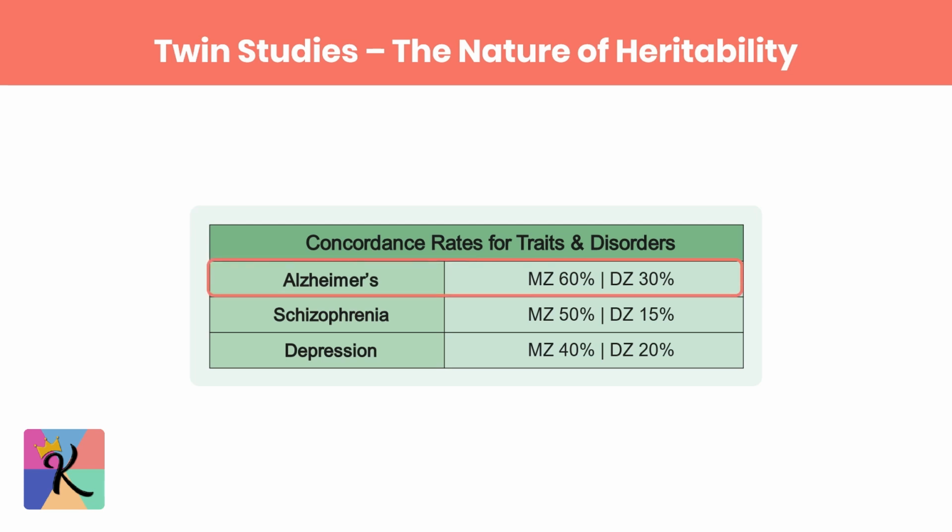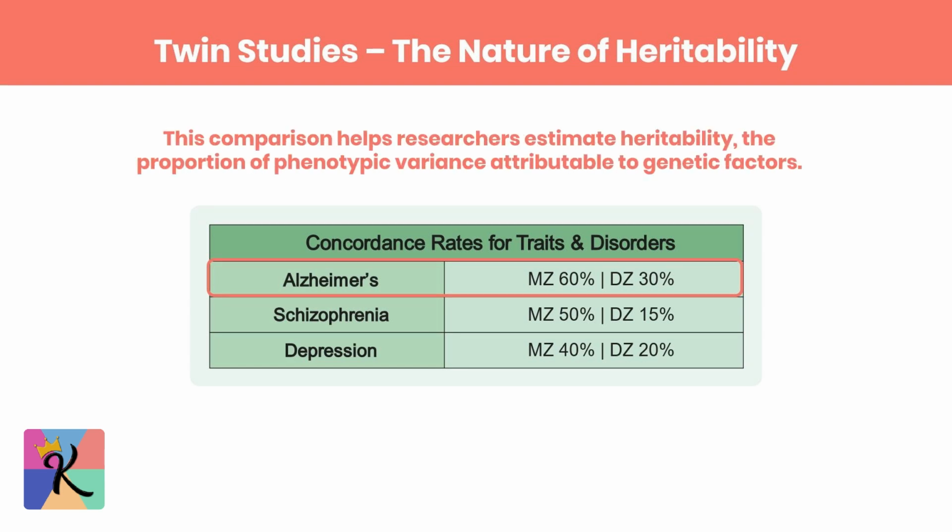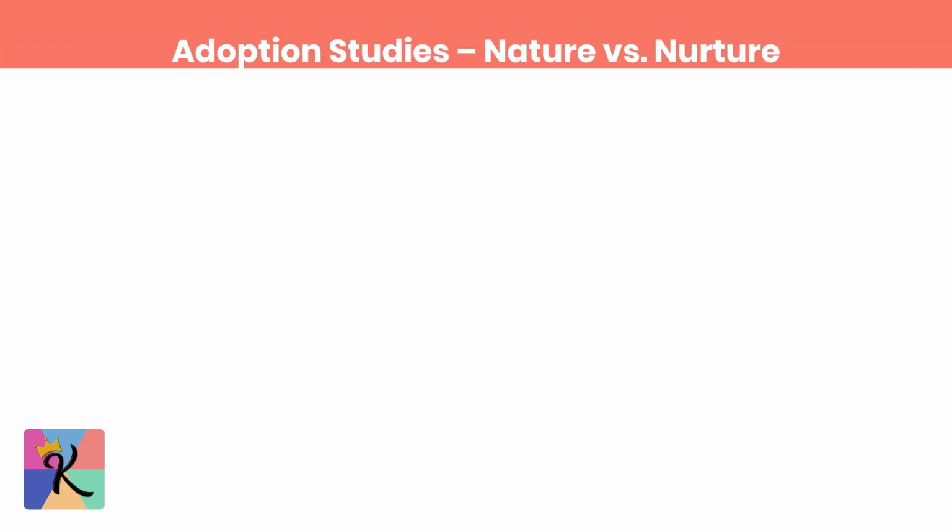If one MZ twin develops the condition, the other has about a 60% likelihood of developing it, compared to a 30% likelihood in DZ twins. This comparison helps researchers estimate heritability, the proportion of phenotypic variance attributable to genetic factors.